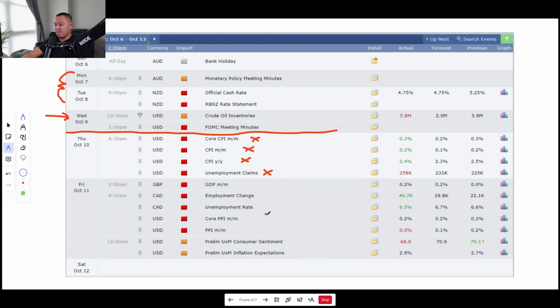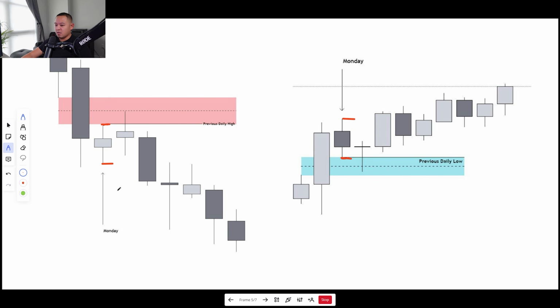And not only that, we have core PPI the following day. If all of these are considered landmines, especially with PPI falling on a Friday, a lot of times I won't trade Friday either. So just looking at the calendar, I'm trying to be in and out of my trade early in the week. But I need to see some type of framework for me to get in that trade. So let me just hop back here. This right here is Monday.